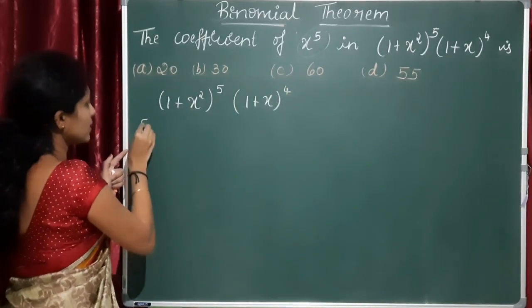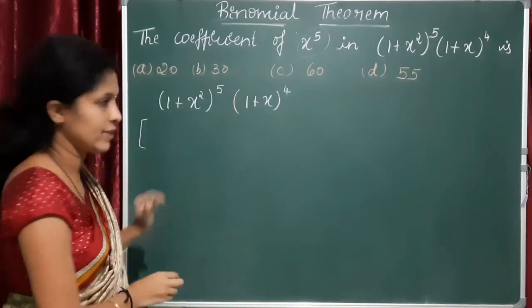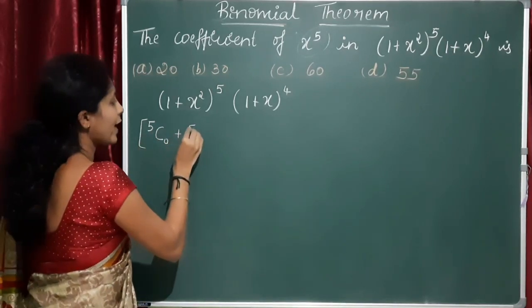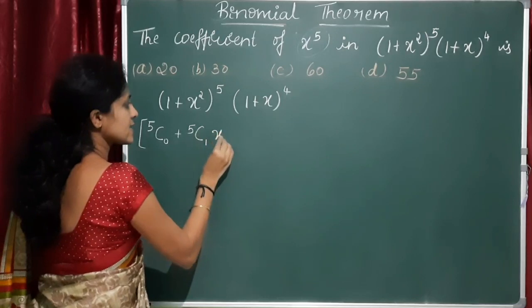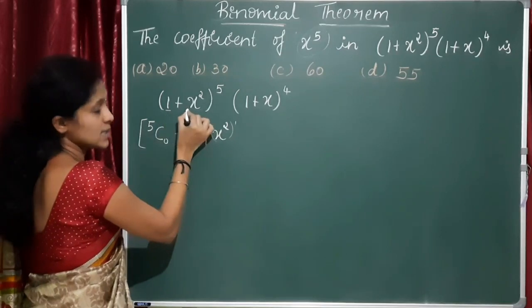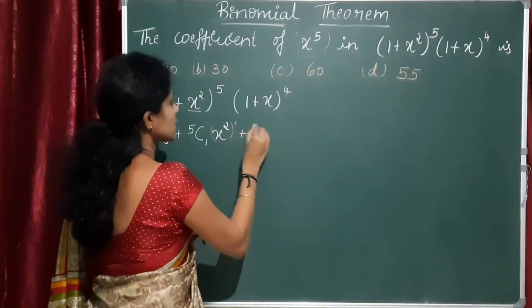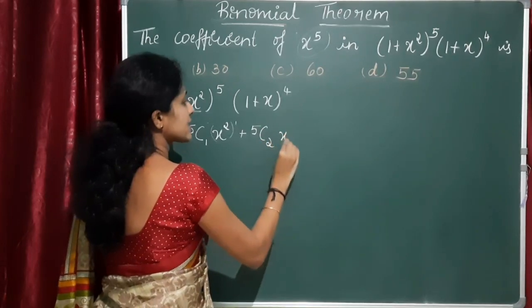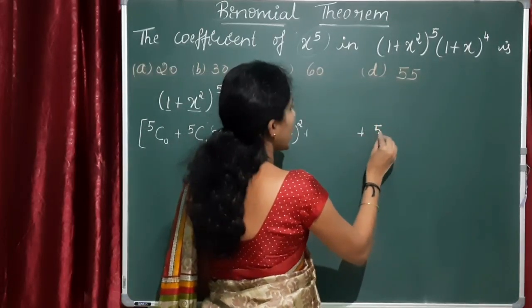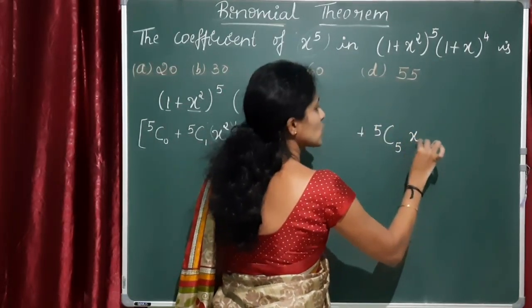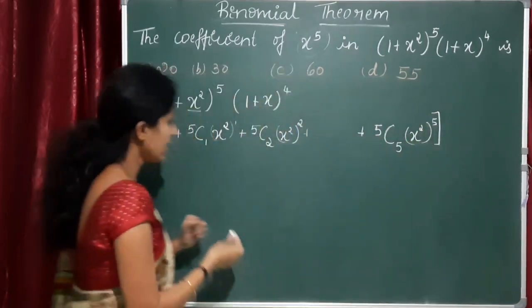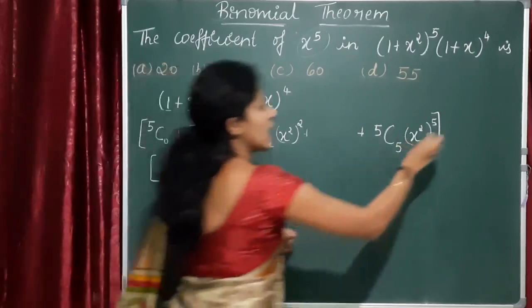So the expansion of this will be, you know this, (1 plus x) whole to the power n. n is now 5. 5C0 plus 5C1 x square. Here this is 1, and in the place of x we will be having x square, plus next will be 5C2 (x square) whole square. So like this it will go. Last term will be 5C5 (x square) whole to the power 5. So this is the expansion of the first one.